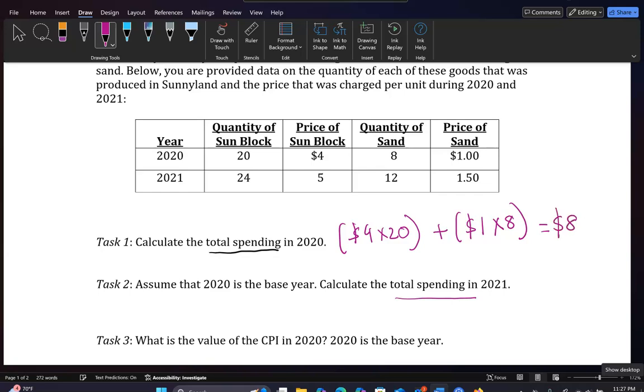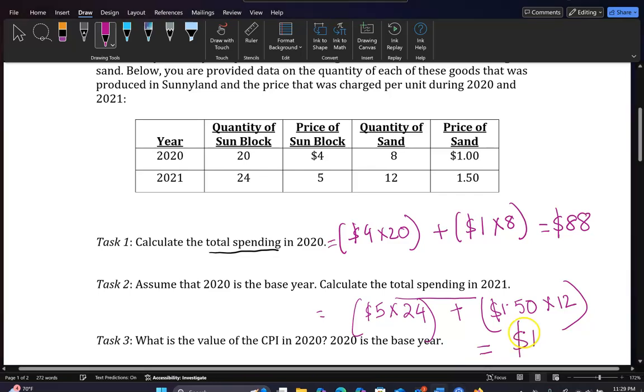This is $88. Now, I'm going to do the same thing for 2021. The total spending for 2021 is 5 times 24 plus $50 times 12. That means I'm multiplying price times quantity of each good and adding them up together. Now this one is 138.